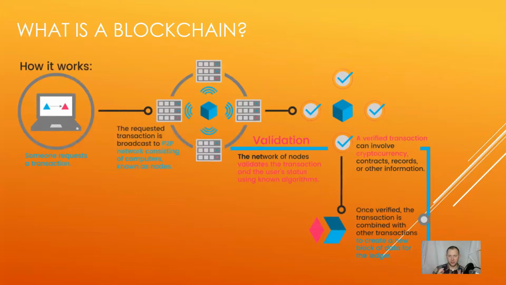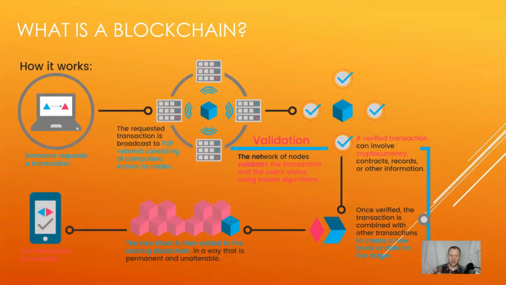So they combine a bunch of these transactions into a block, which is now a record of everything that's taken place at that time, and then they add it to the blockchain in such a way that it's permanent and unalterable. So once it's on the blockchain, it's permanent. Your transaction has been done, and then they send you a confirmation.